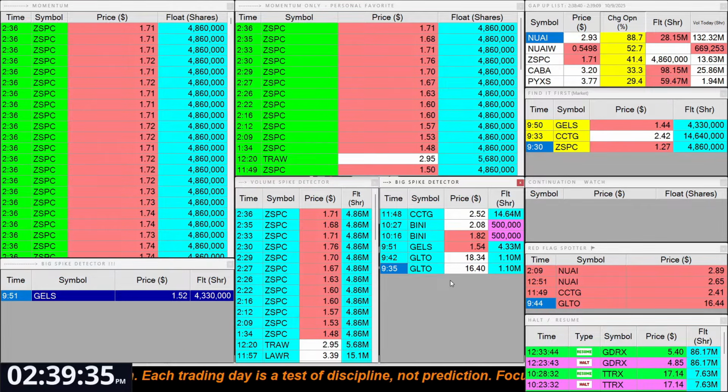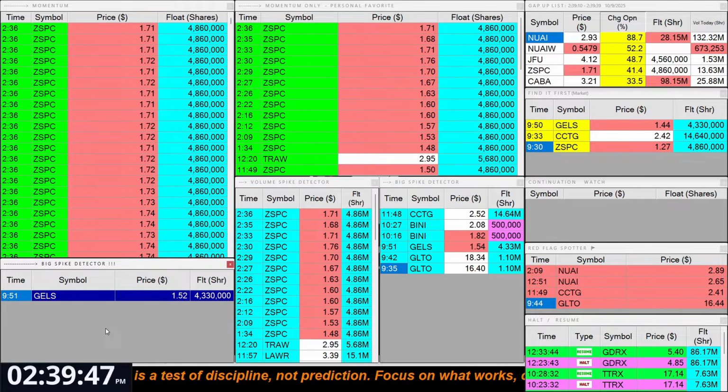So CCTG would have been that list. Now on the left-hand side, this is a volume spike detector. So it's a little bit different filters. It's more based around volume itself. The rest are based around possible moves in 5 minutes and 10 minutes.